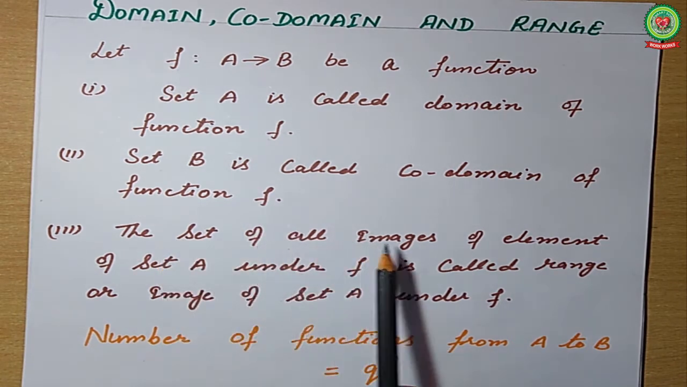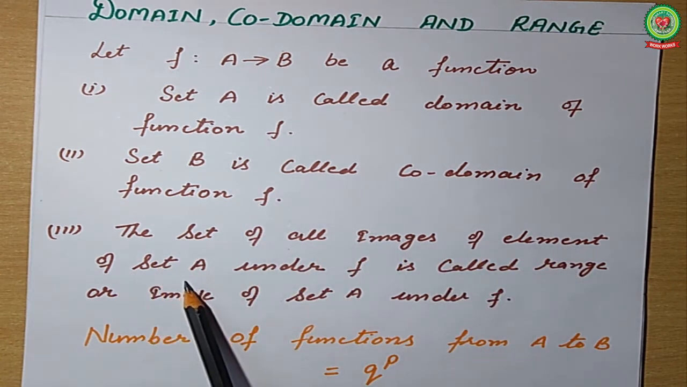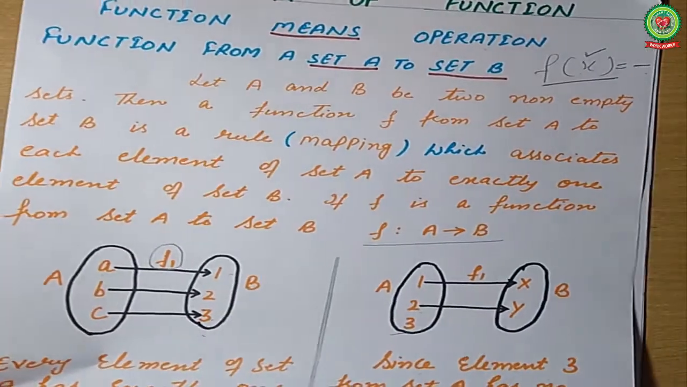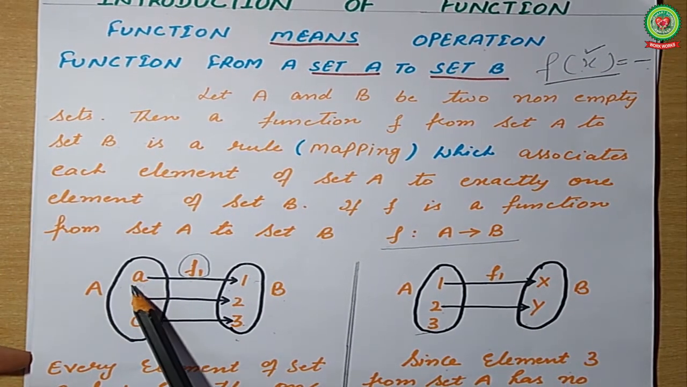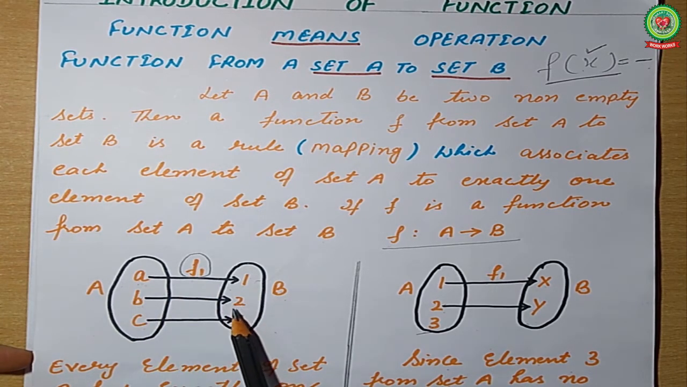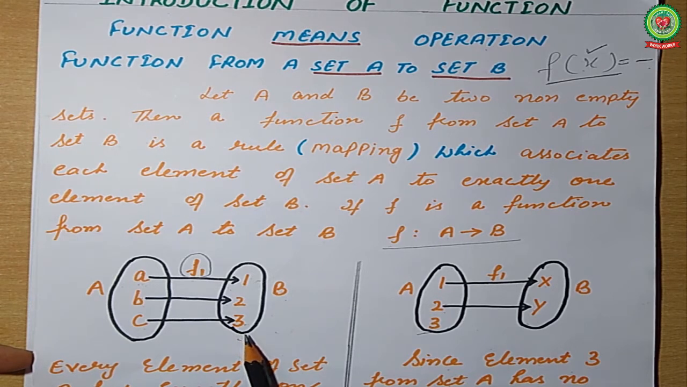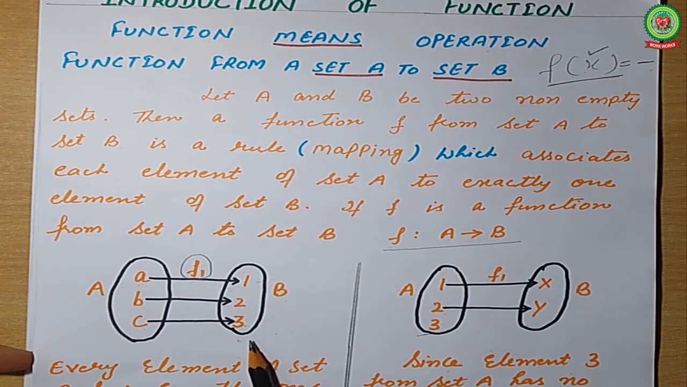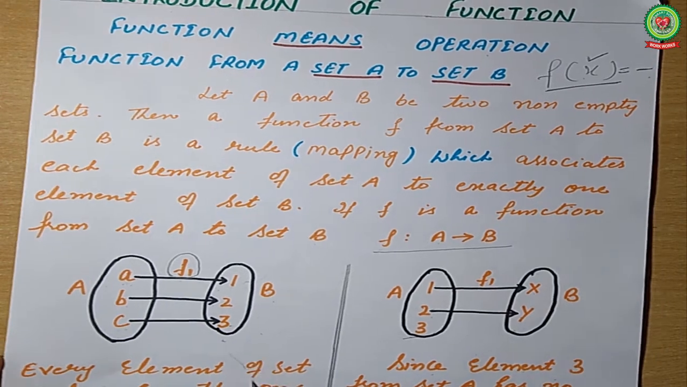The set of all images of elements of set A under f is called the range or image of set A under f. If after applying the rule I find that a has image 1, b has image 2, c has image 3, then 1, 2, 3 are the range there. After the rule, whatever images we find, that set of images is called the range.